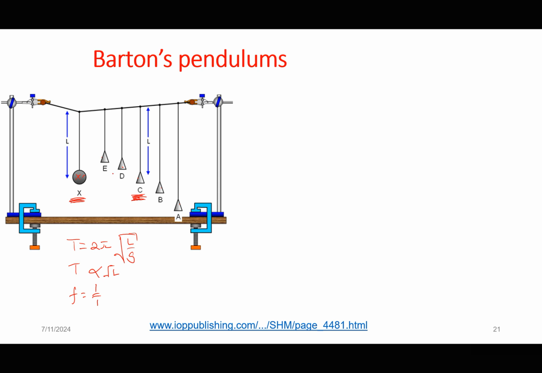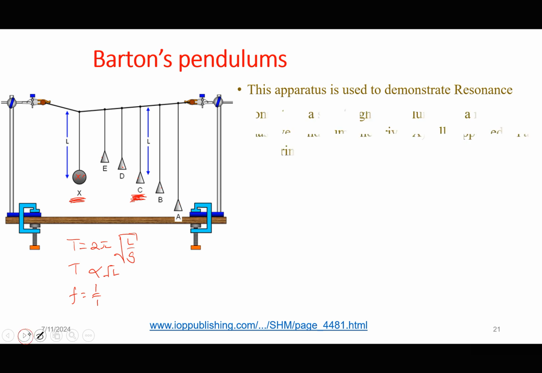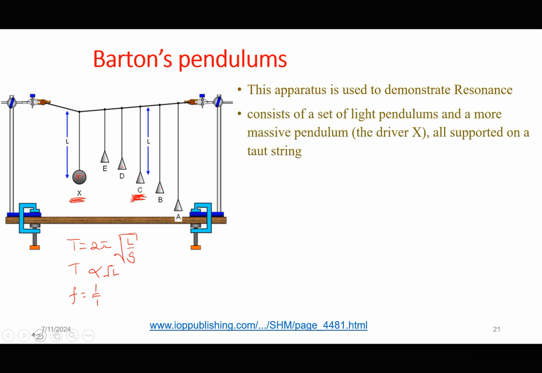Of course, E, D, C, and B up to A will absorb energy and they will start oscillating. But in the laboratory, you will observe that it is C which is going to absorb maximum energy because it has almost the same length as X and therefore almost the same period and will end up having the same frequency. Therefore, resonance will occur for C. So this apparatus is used to demonstrate resonance. It is called Barton's pendulums.